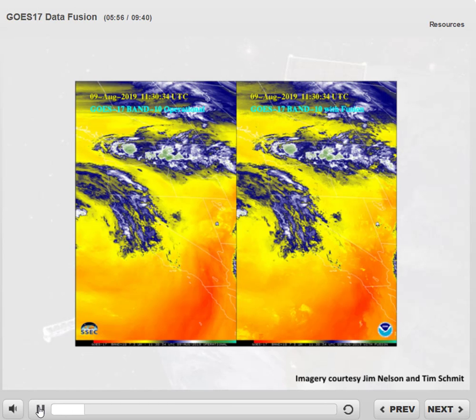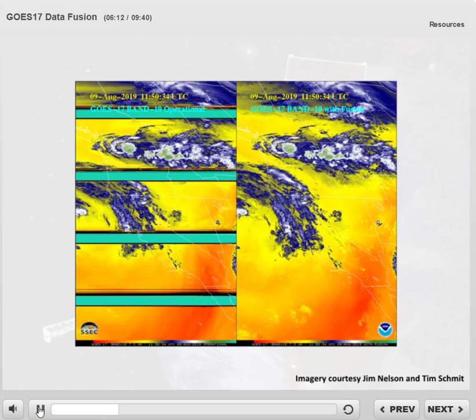Here's the start of a series of images showing the operational GOES17 band 10 on the left and the data fusion version on the right. Overall, there is good agreement, but a keen eye will quickly start to find differences. Some are subtle, some aren't.